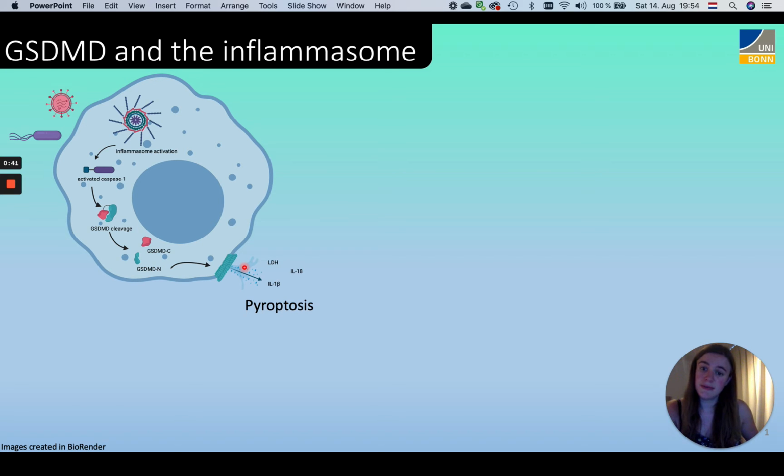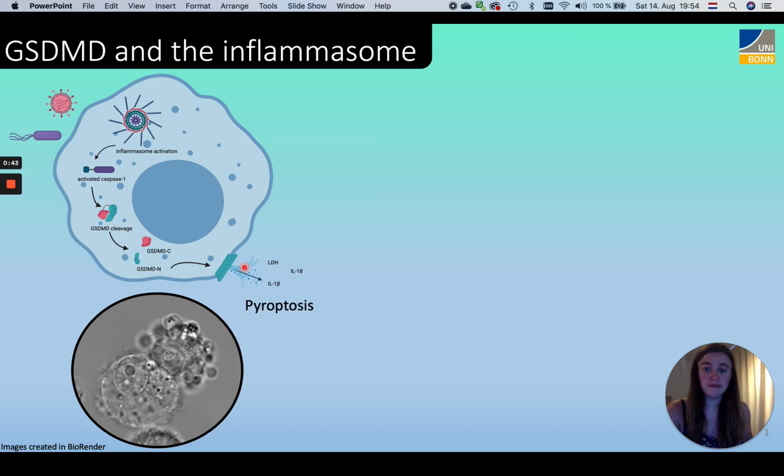And how pyroptosis looks in macrophages can be seen here, where compared to a blebbing apoptotic cell, a pyroptotic cell is a very blown up circular structure with a condensed nucleus.